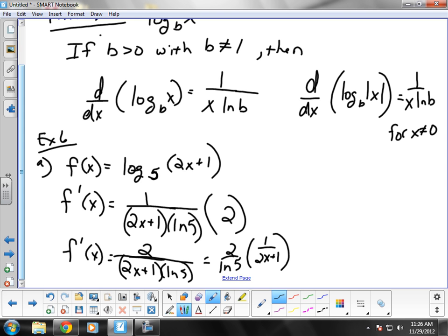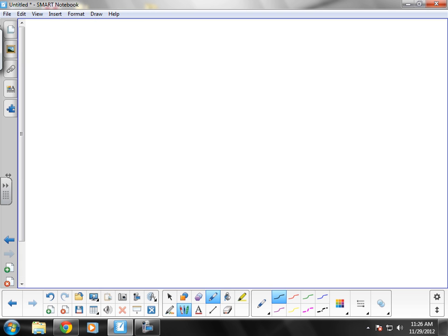All right. Okay, so the last objective here, or the last little category they have in this section, is called logarithmic differentiation, which we've already been doing some of this.